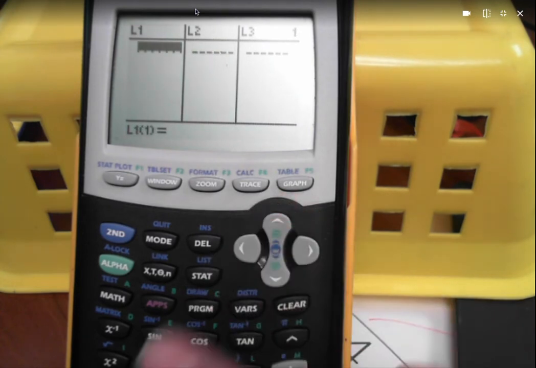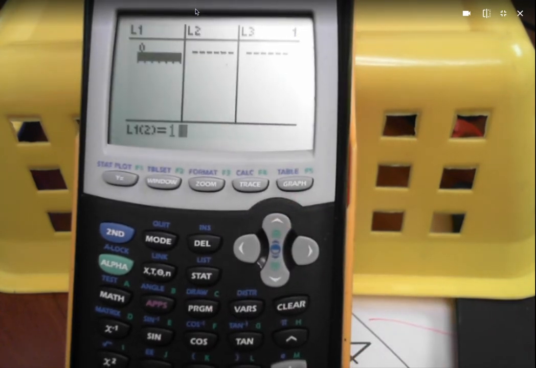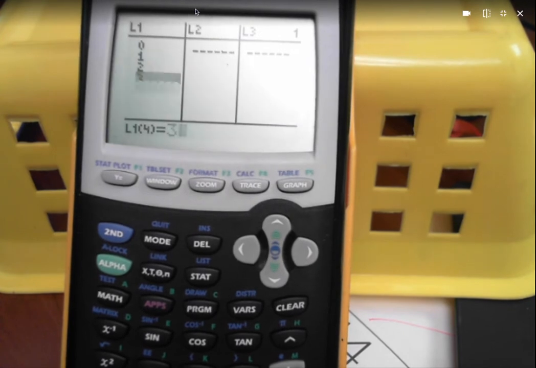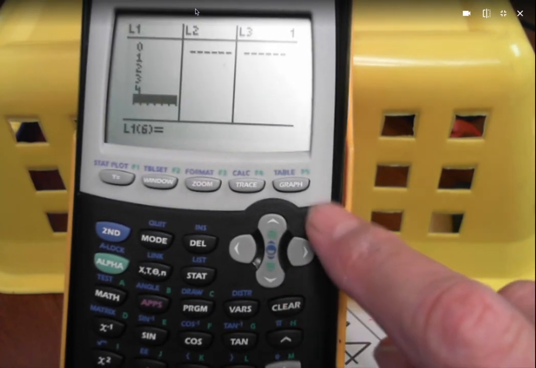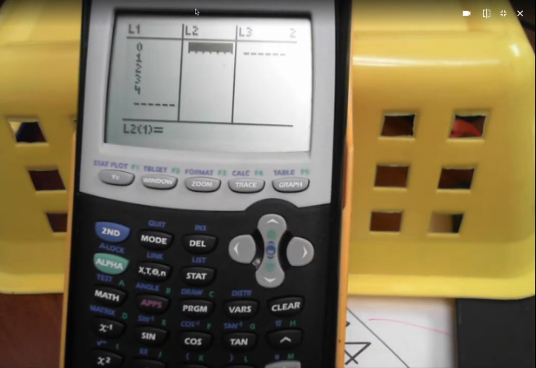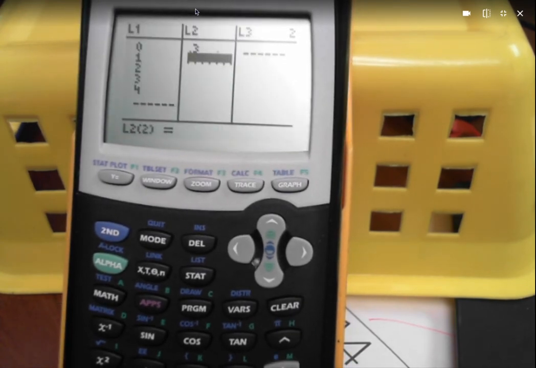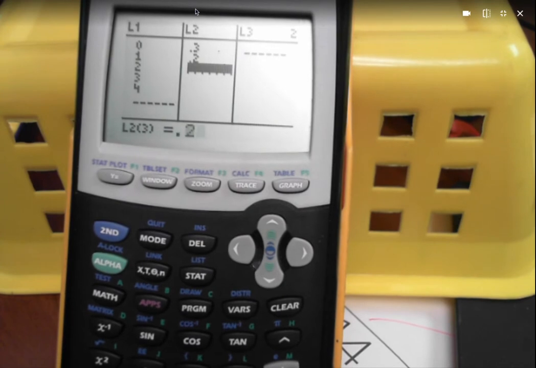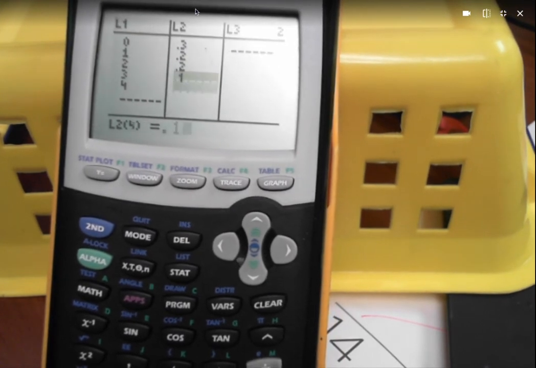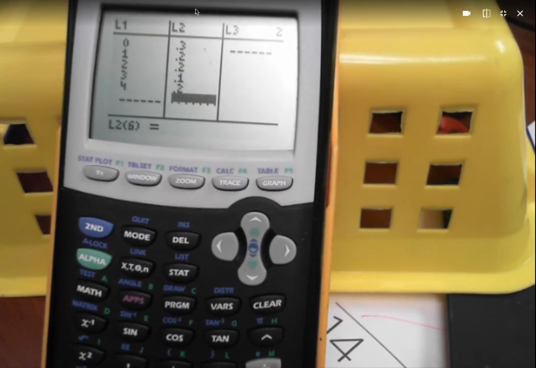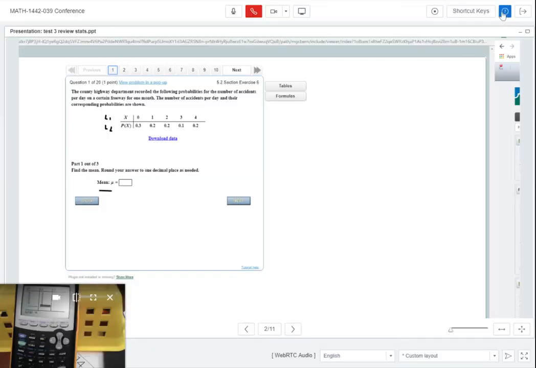So I have to type in 0, 1, 2, 3, 4. And in list 2, I had 0.3, 0.2, 0.2, 0.1, and 0.2. So this is all the data I had in here. You see my data matches my calculator.